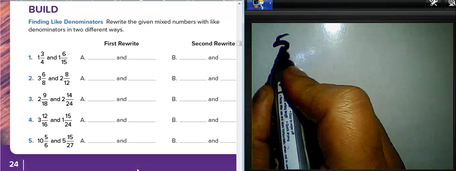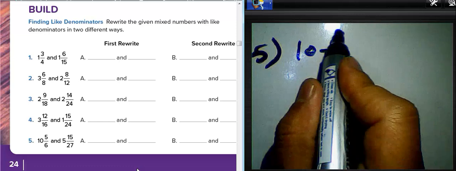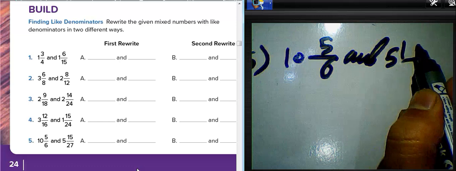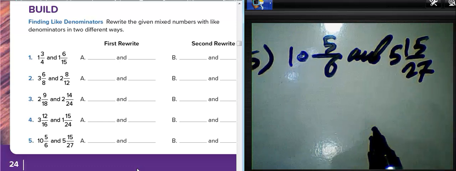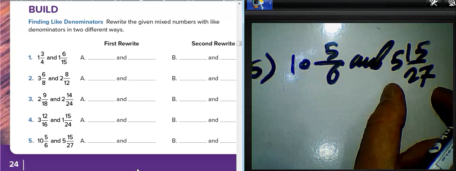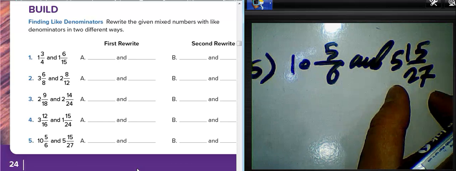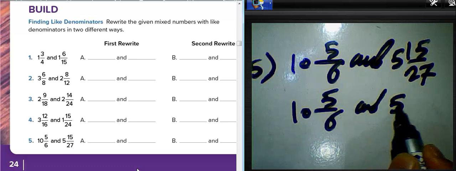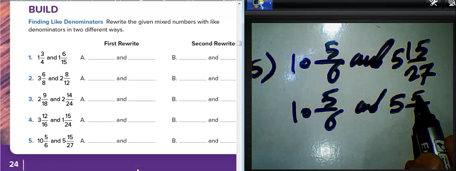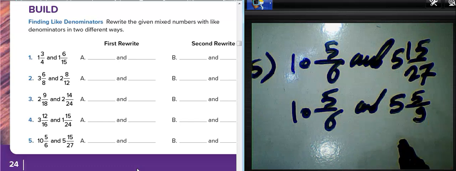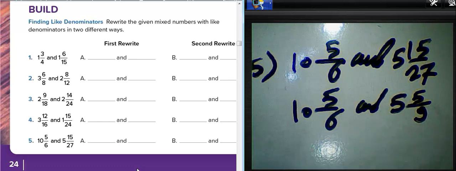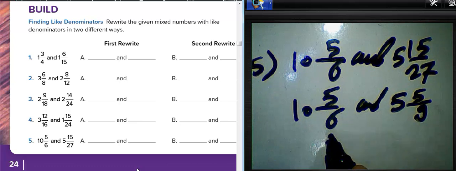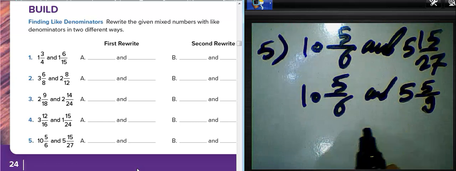Okay, question number 5. Here 10 and 5 over 6, and we have here 5 and 15 over 27. Who can tell me? In this example we must simplify because 15 and 27 can be divided by 3. So for the first number and second number, write 5 here outside. 15 divided by 3 equals 5. 27 divided by 3 equals 9. So the least common multiple between 9 and 6 equals what? We know 9 plus 9 equals 18, and 18 can be divided by 6. So the least common multiple between them will be 18.